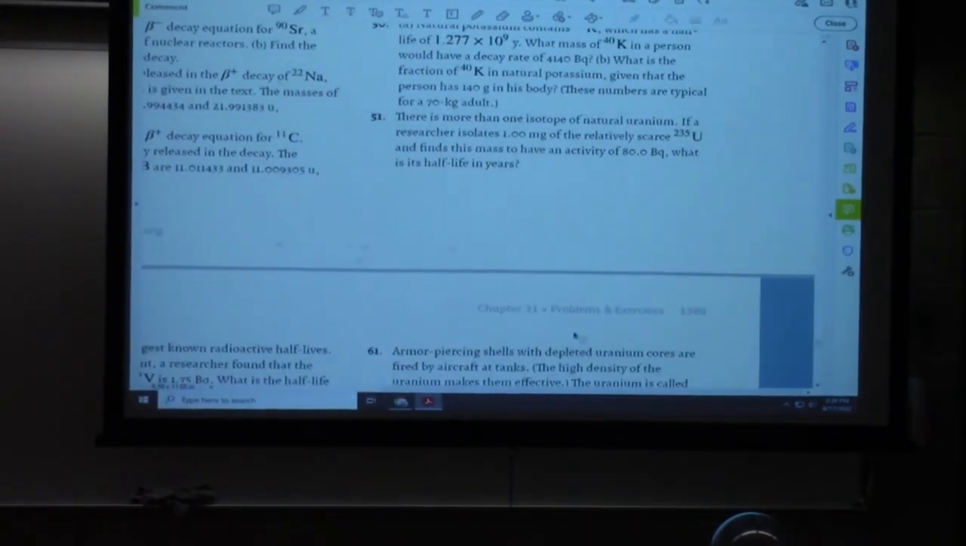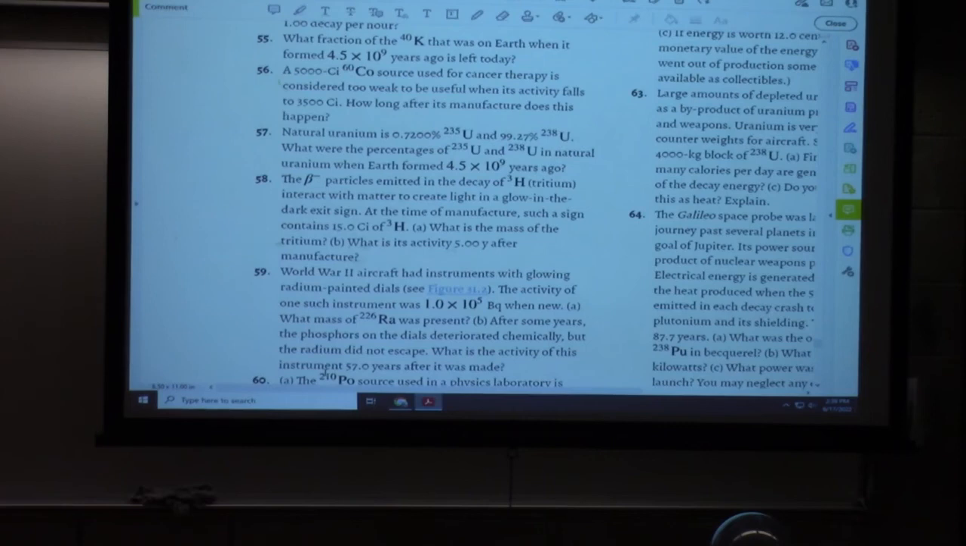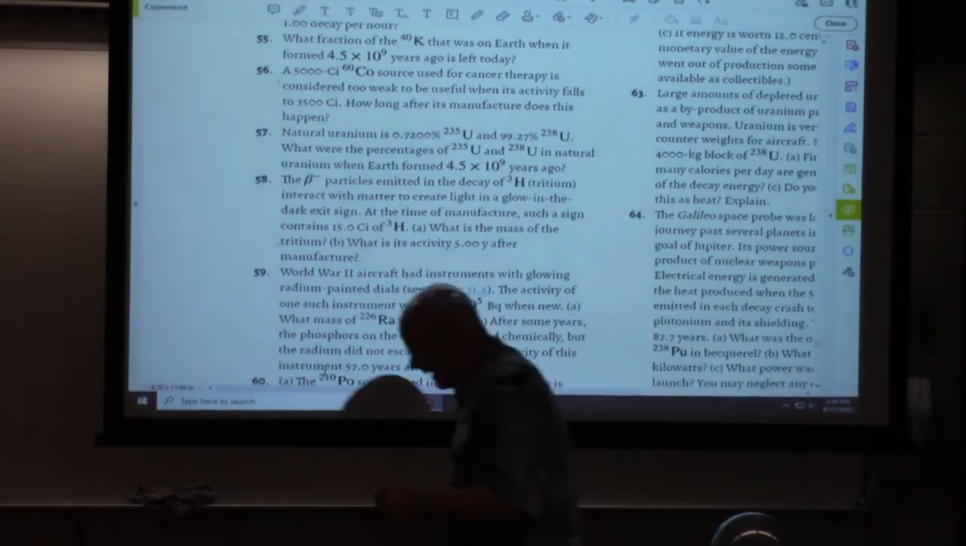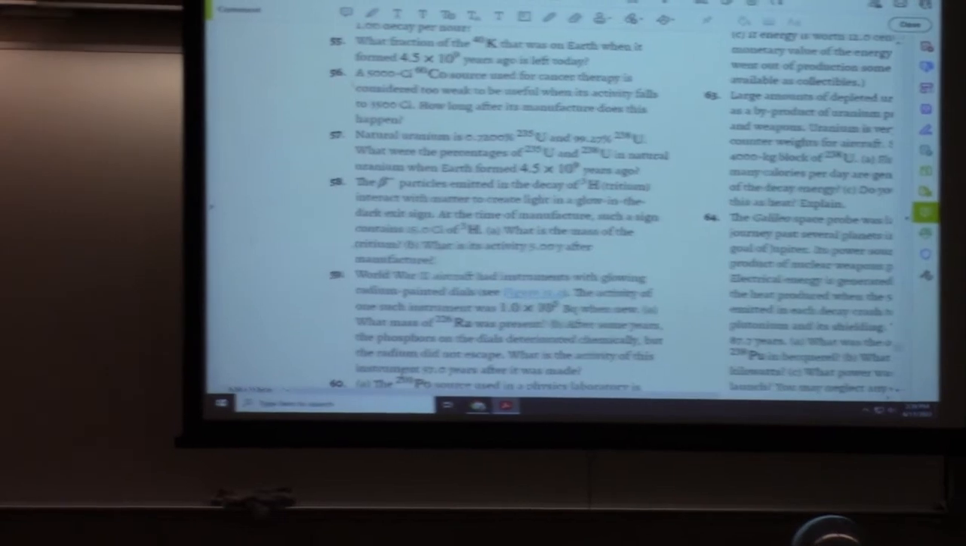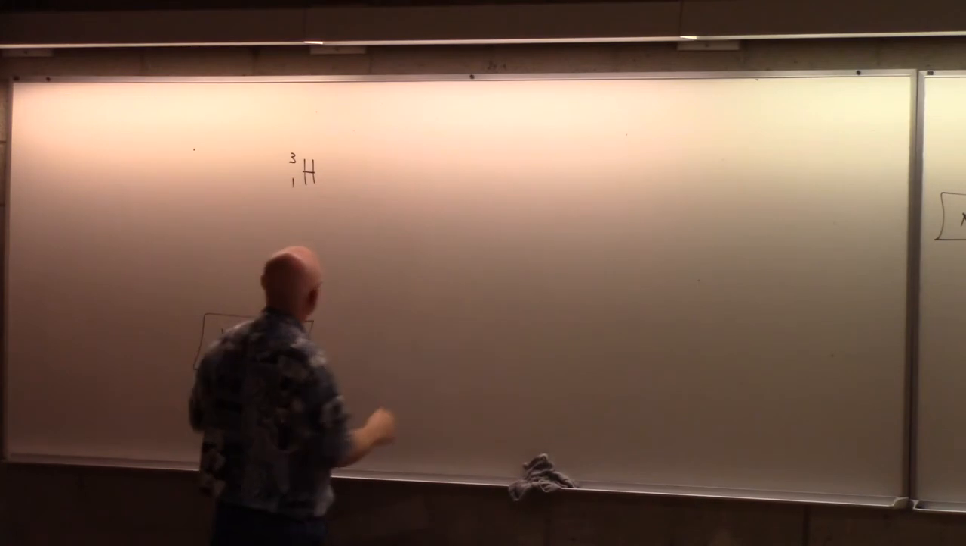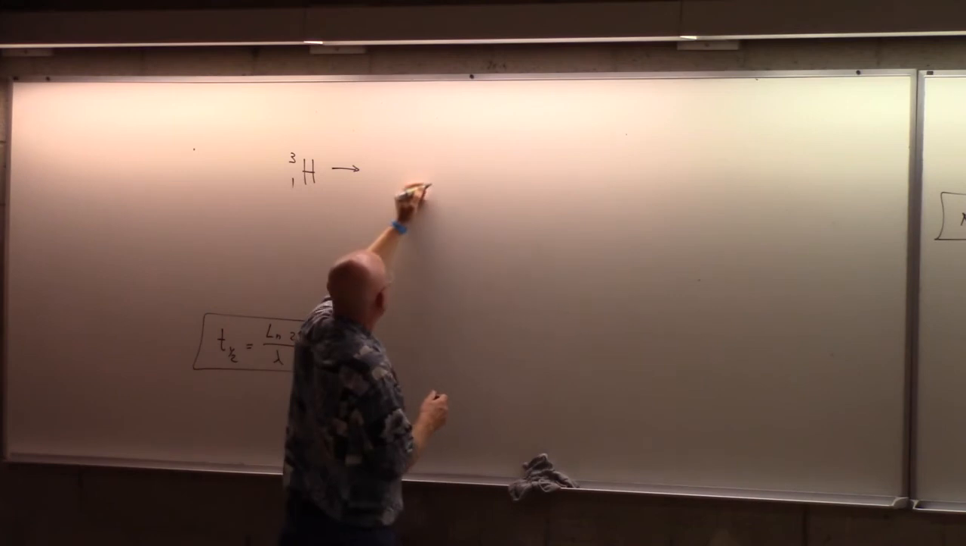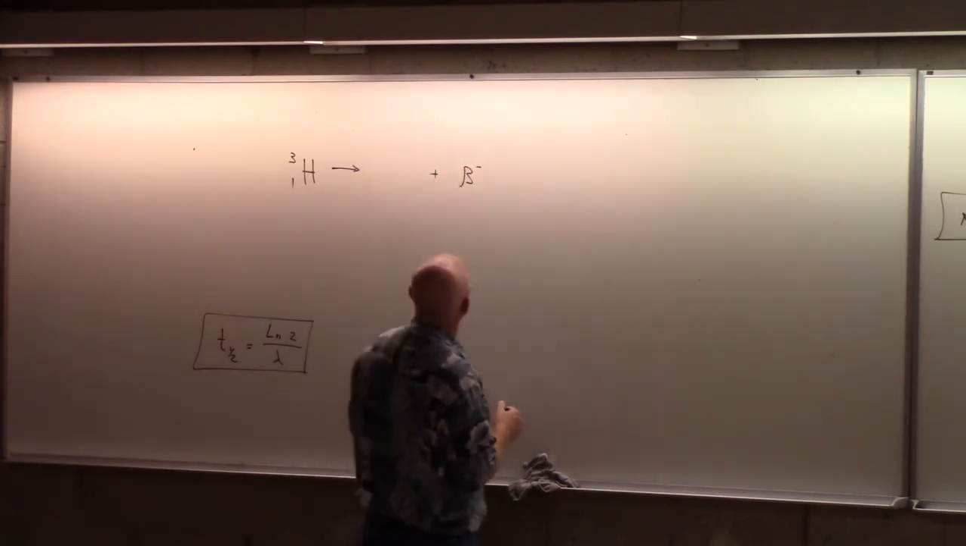All right, so I'm going to come over here to 58, and it says a beta minus particle is emitted in the decay of tritium that interacts with matter to create light and glow-in-the-dark signs. Okay, so tritium, if I read this right, has a beta decay. So I'm going to start with tritium, which has 1 proton but 2 neutrons. And what it is saying here is it undergoes a beta decay.